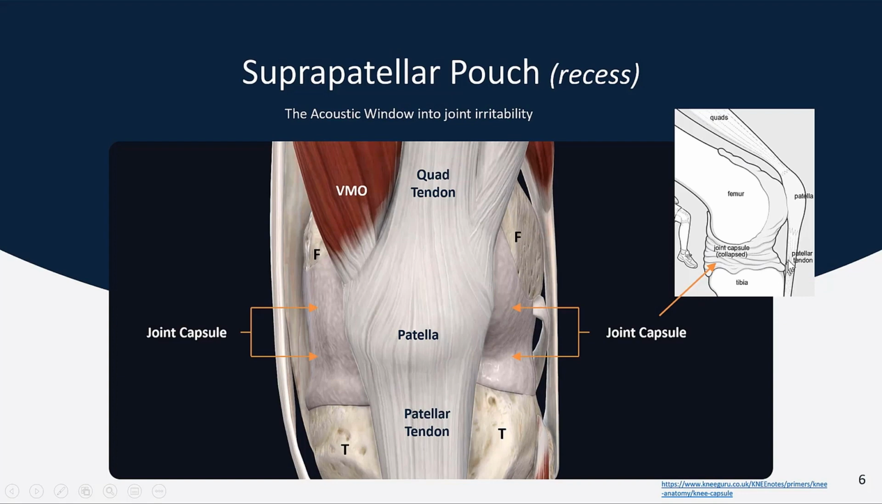However, if you take a look at this image here, you can see that that capsule extends all the way up under the quadriceps in an area we refer to as the suprapatellar pouch, or the recess. And as you can see here, normally that capsular tissue is very foldy, kind of like a too large stocking, and it's meant to be that way so that we can bend the knee as far as we can and straighten the knee out without challenging that structure.